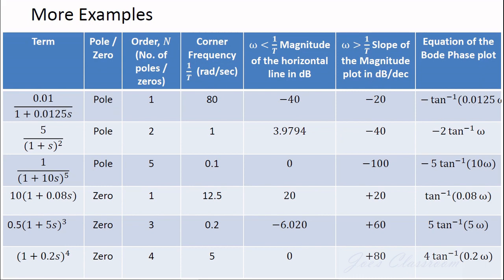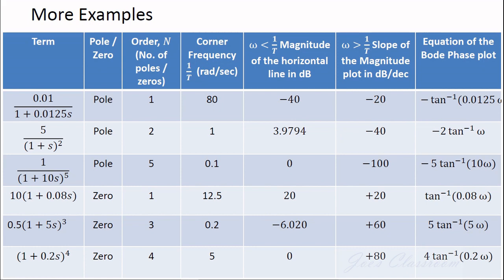the value of n. It is going to be minus 20 n decibels per decade in the case of poles, and plus 20 n decibels per decade in the case of zeros. Okay, so you got this, and the phase is going to be minus n times tan inverse of T omega in the case of poles, and plus n times tan inverse of T omega in the case of zeros. So if you know this, immediately you can sketch the asymptotic Bode plot.